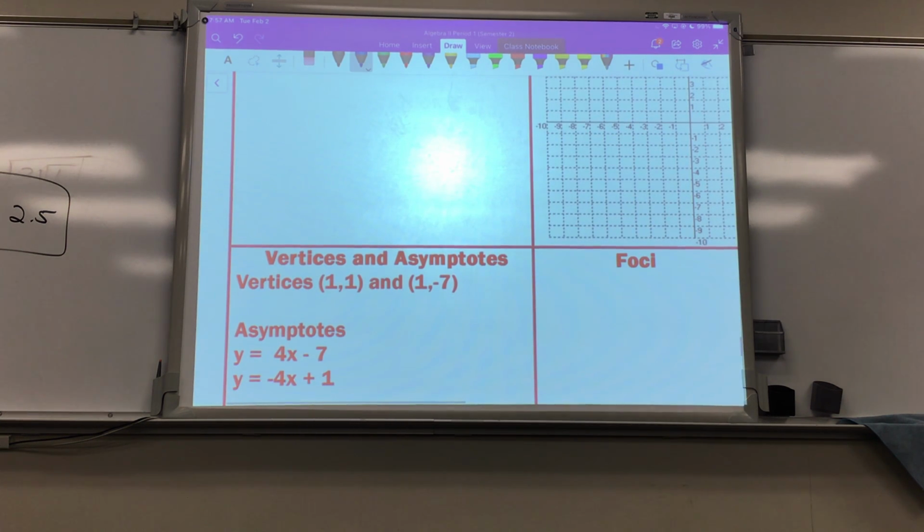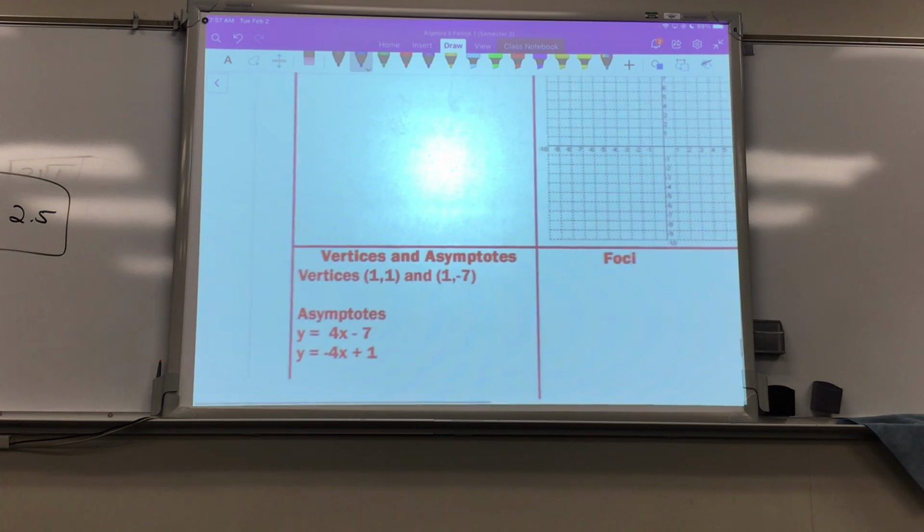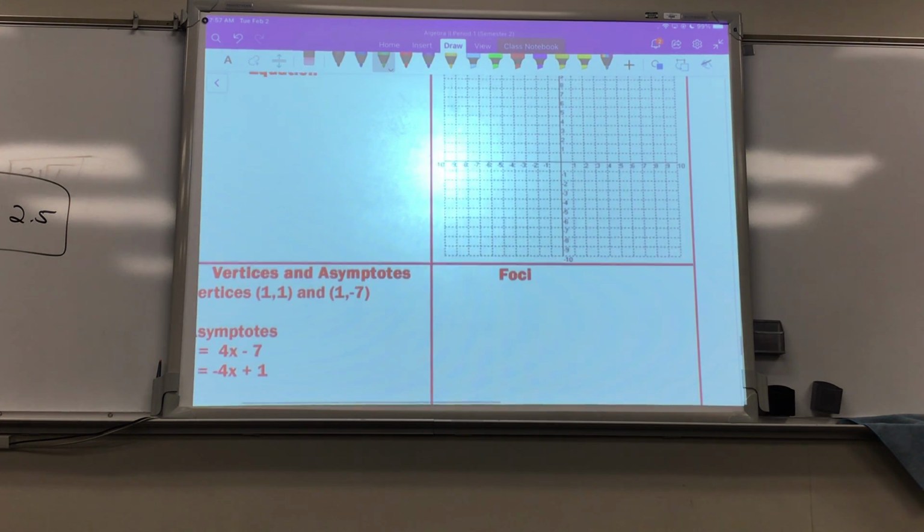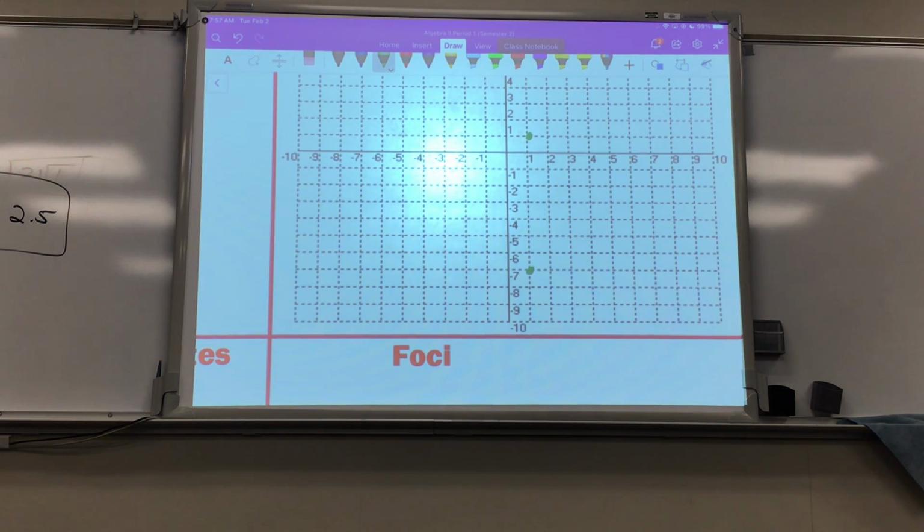Alright. A little bit tougher. I'll give you the vertices and the asymptotes. So, let's plot those vertices. 1, 1, 1, negative 7. Okay, now put our center where? It's a distance of 8, correct? From 1 to negative 7, so half of that's 4. So 1, negative 3 for my center.